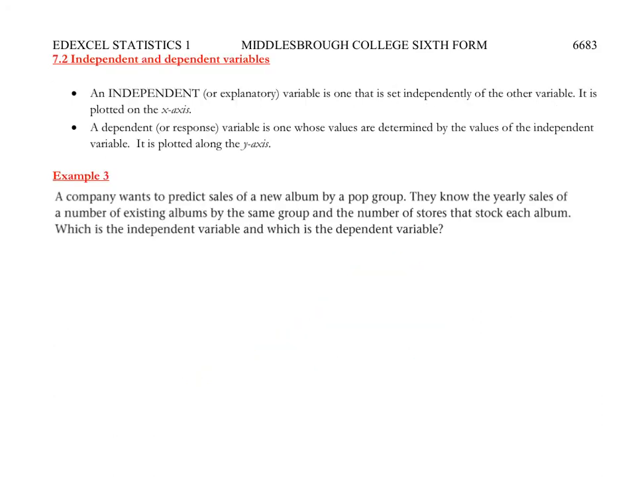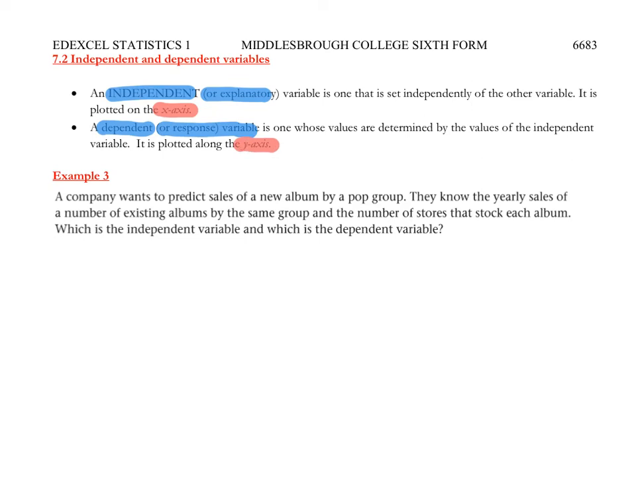Moving on to the next section, independent and dependent variables. The independent variable is also called the explanatory variable. Independent or explanatory, and it's the one that is set independently of the other variable and is plotted on the x-axis. The dependent or response variable is one whose values are determined by the independent variable, and that usually goes on the y-axis.